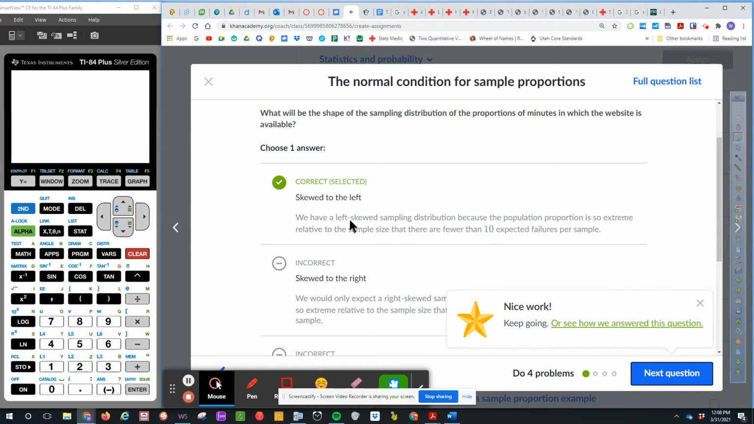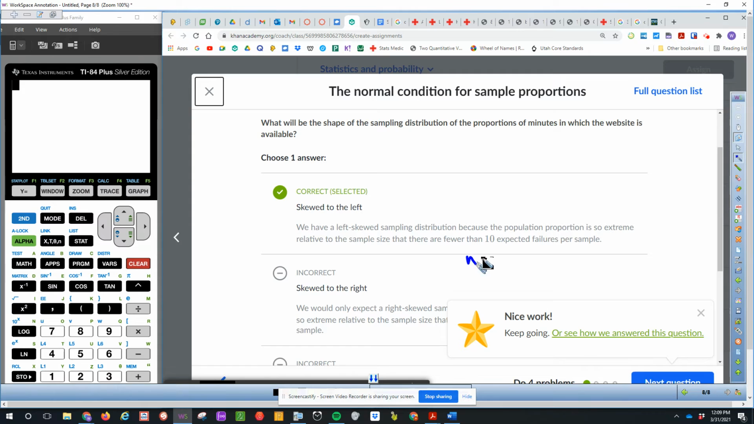So here we have a left-skewed sampling distribution because the population proportion is so extreme relative to the sample size that there are fewer than 10 expected failures per sample. Remember, when we did n times 1 minus p, that's viewed as the failure, and that was very, very small. If it's very, very small, that means you tend to have less in front and then more on the right. That's why it's skewed to the left.